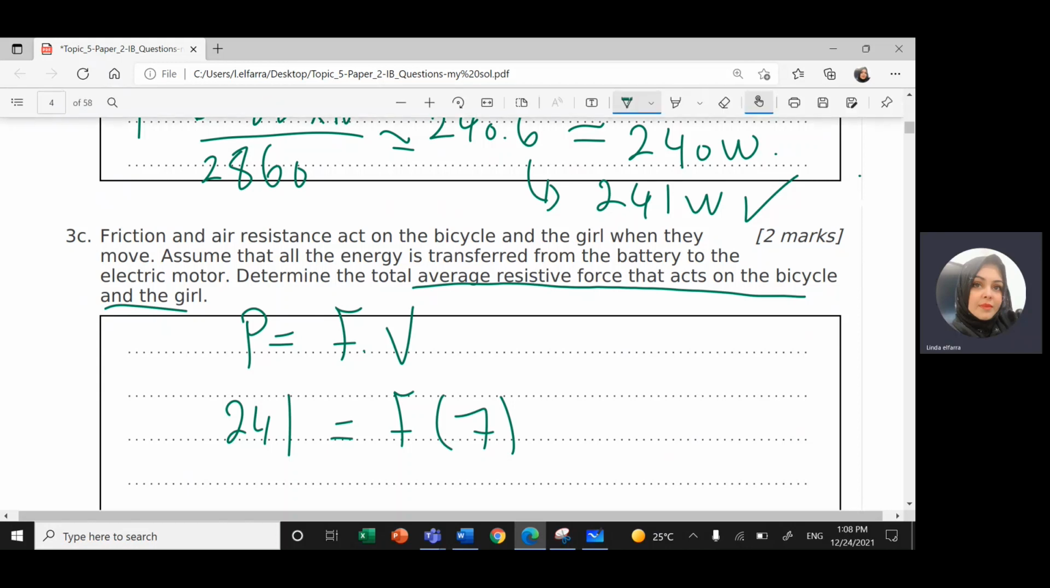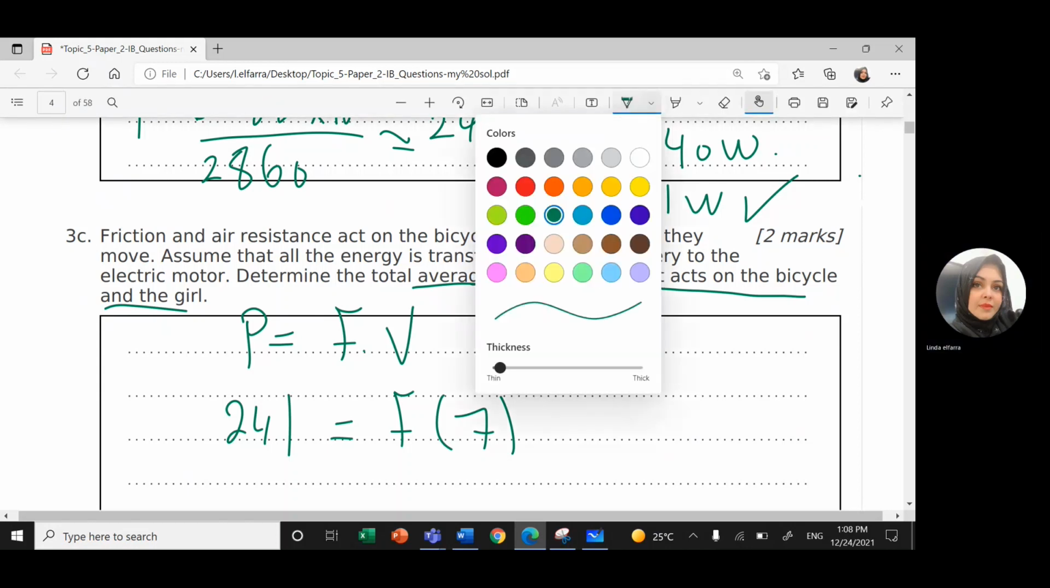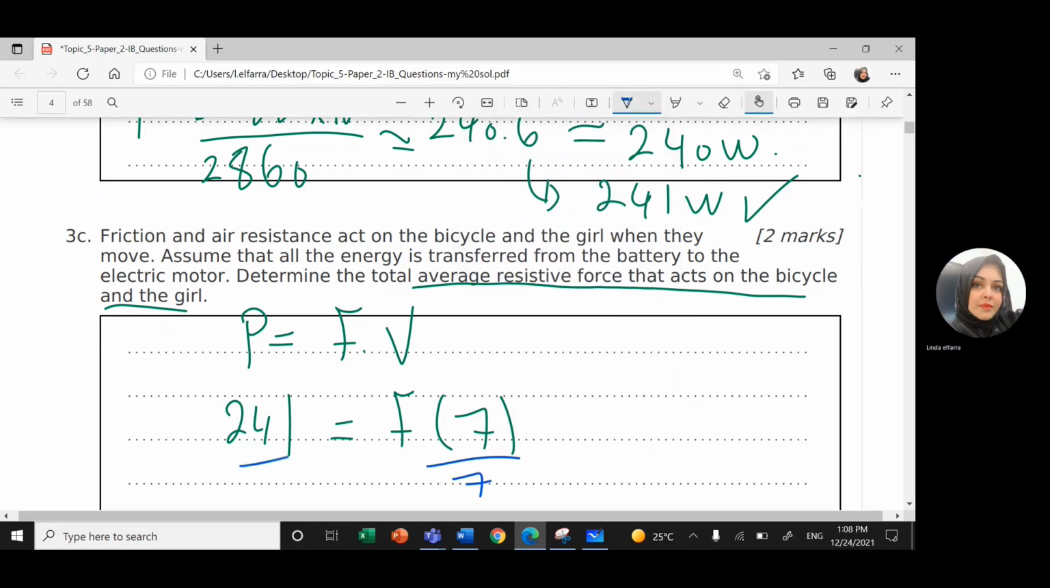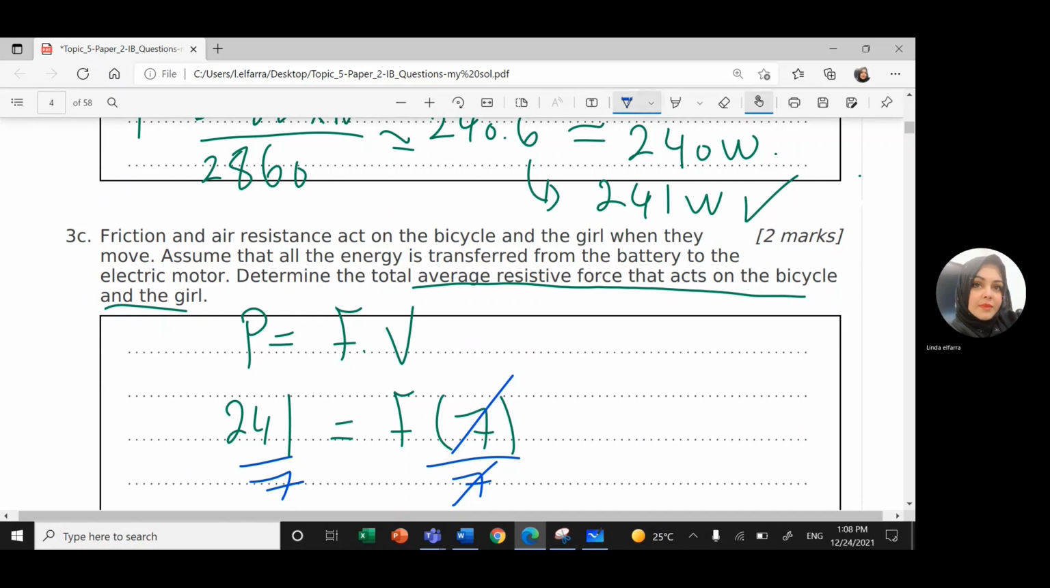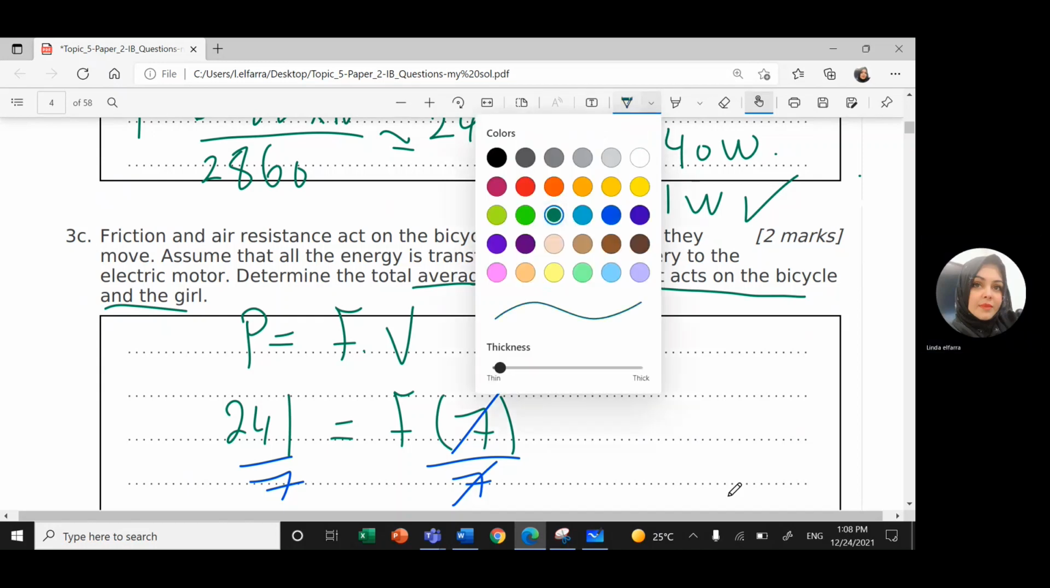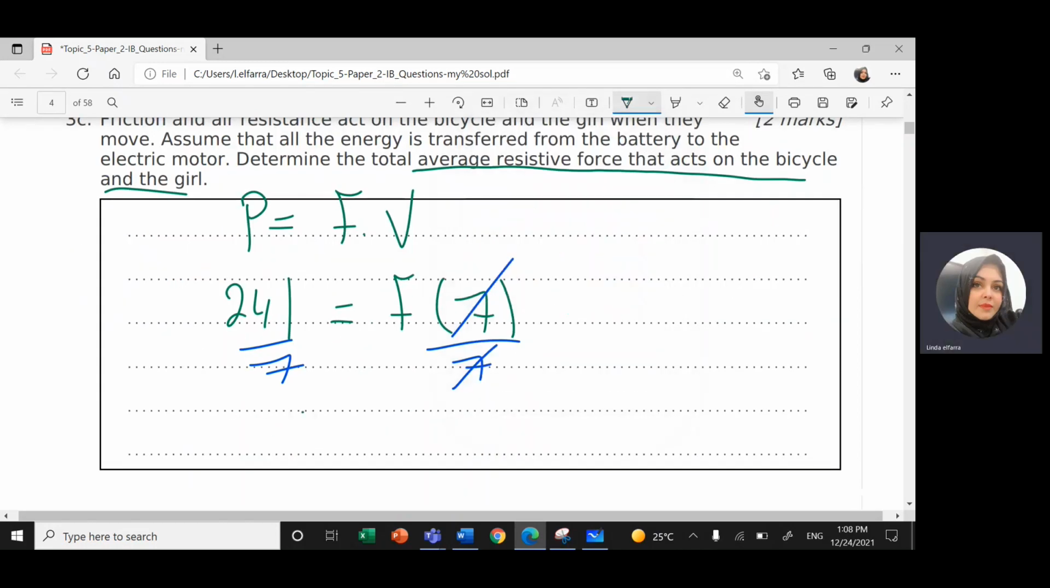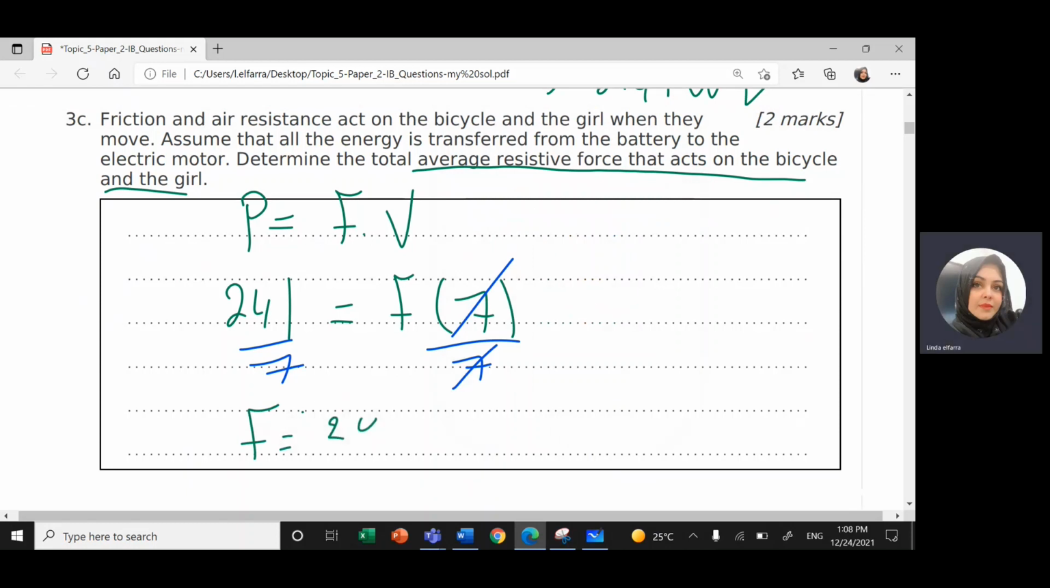So divide both by 7. We will get F equals 241 divided by 7, which will be 34 Newton.